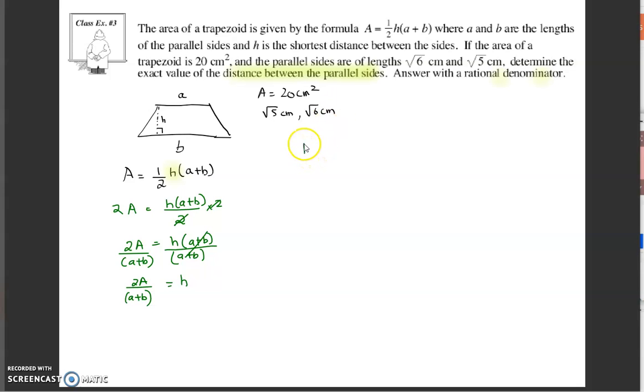So once we have our formula isolated, we're going to input all the information that we know. So the height is going to be 2 times the area, over root 6 plus root 5 for a and b, it doesn't matter which way you put it in, and then you multiply by its conjugate pair so that we can get our rationalized denominator.